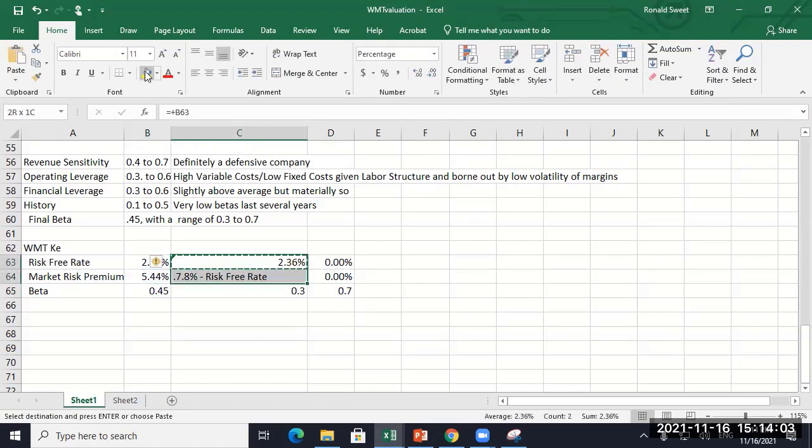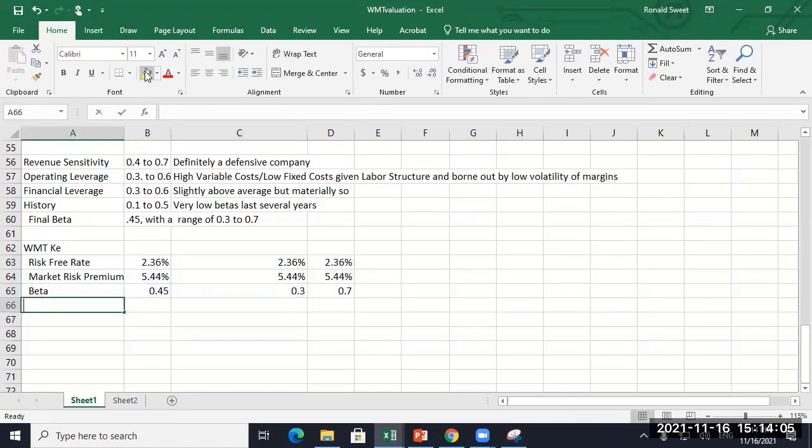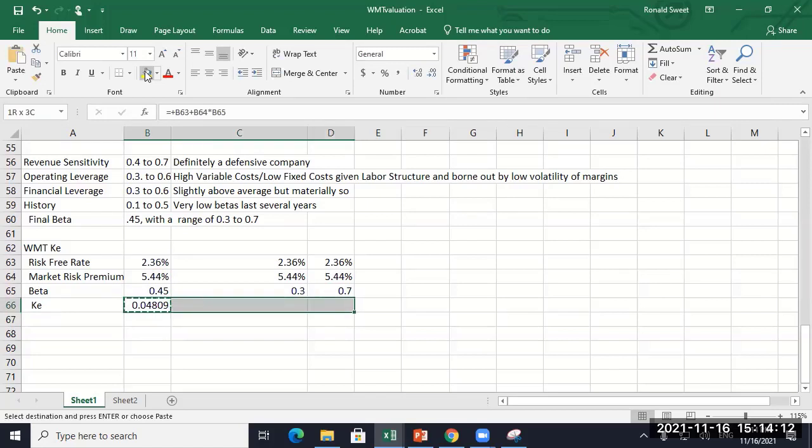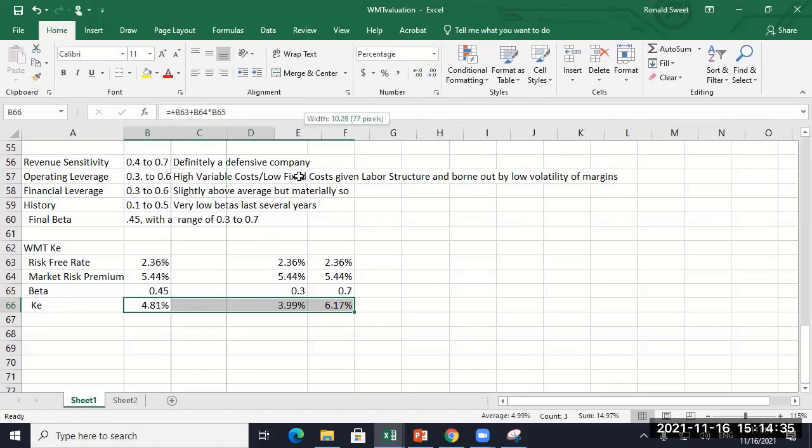So the discount rate is the risk-free rate plus the market risk premium times beta. You get some really, really low discount rates. I'm actually quite uncomfortable with these discount rates for Walmart. The 3.99, especially, because you can buy high yield bonds yielding more than that. Is Walmart a safer investment than high yield bonds? I guess you could debate that one way or the other, but there's your paper 3.